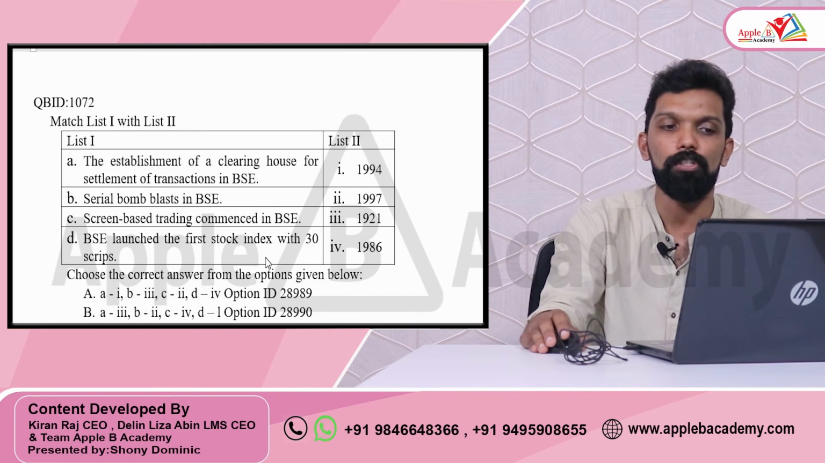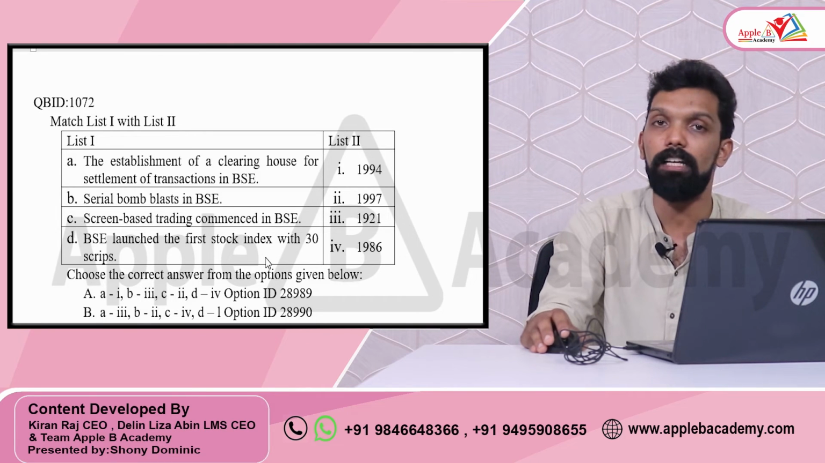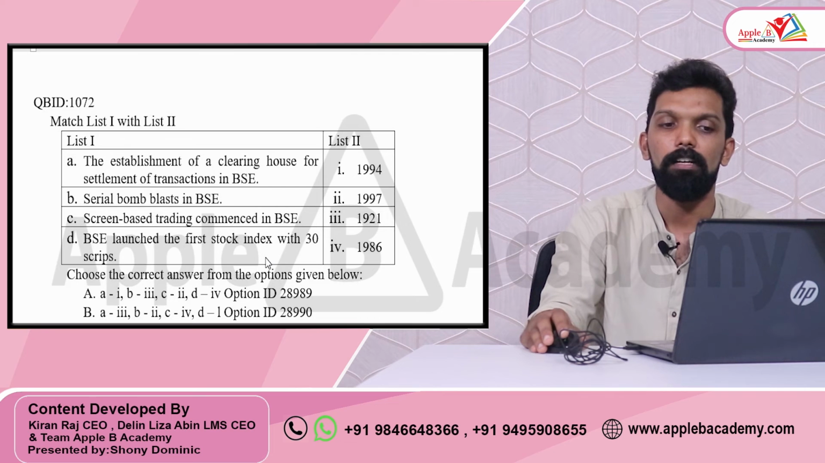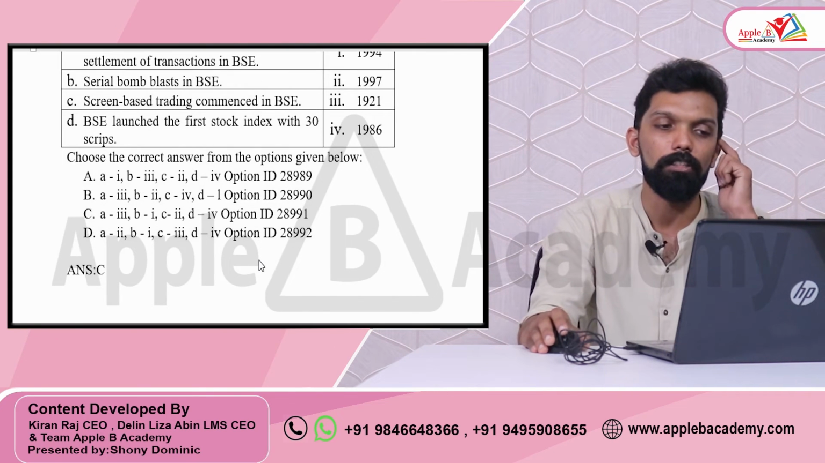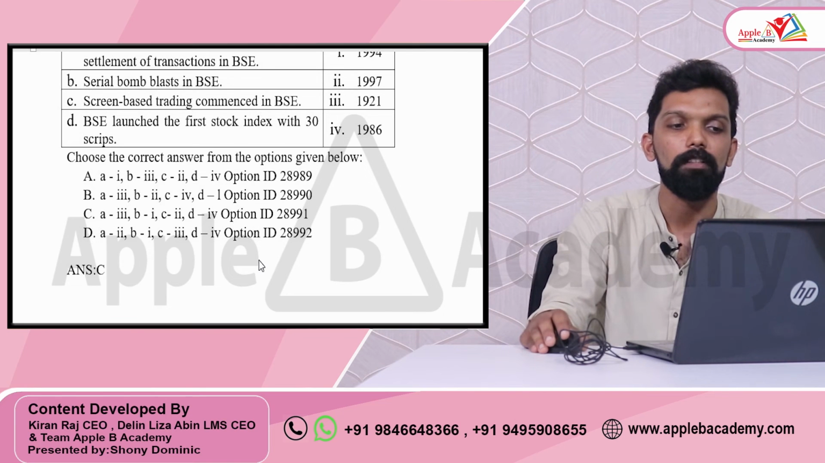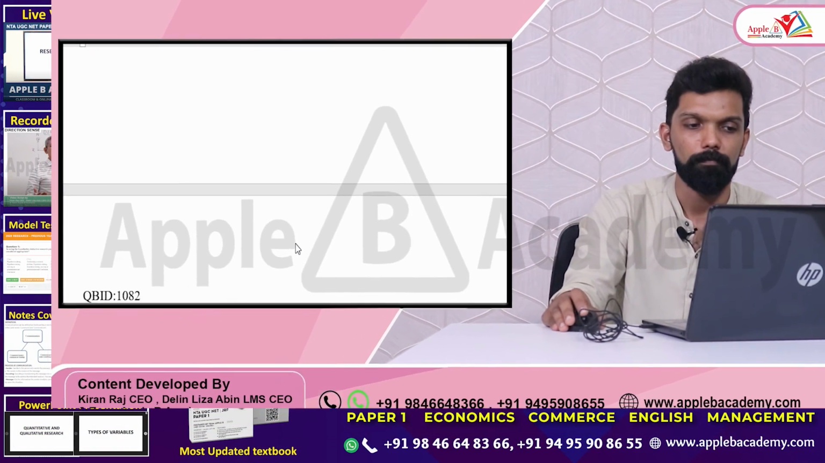BSE launched the first stock index with 30 scripts. In list 2 we have 1994, 1997, 1921, 1986. So the right answer for this question is option C, which is A3, B1, C2 and D4.